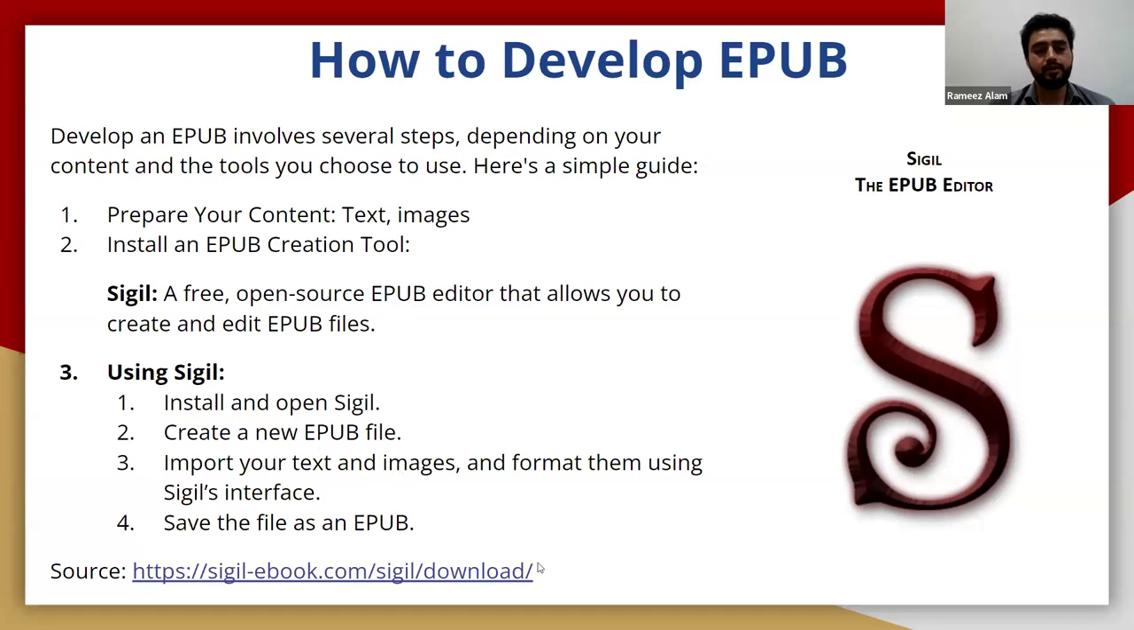You can download Sigil from the Sigil official website, sigil-ebook.com. A link is available here. First, install and open Sigil. Next step is to create a new file, import your text and images, and format them using the Sigil interface. Next is to save the file as an EPUB.